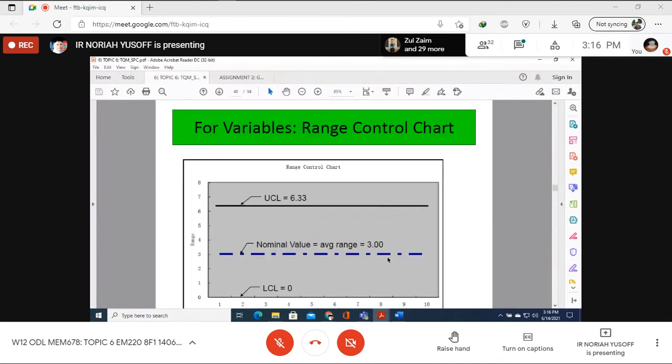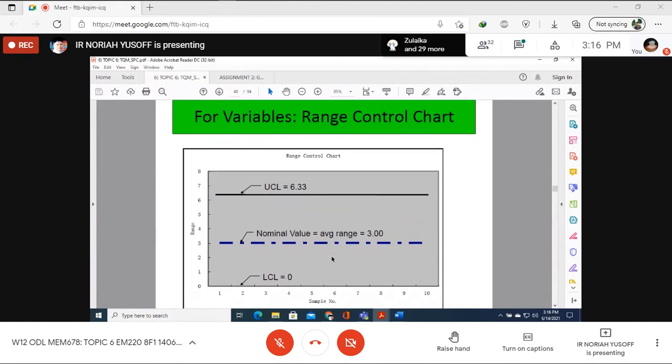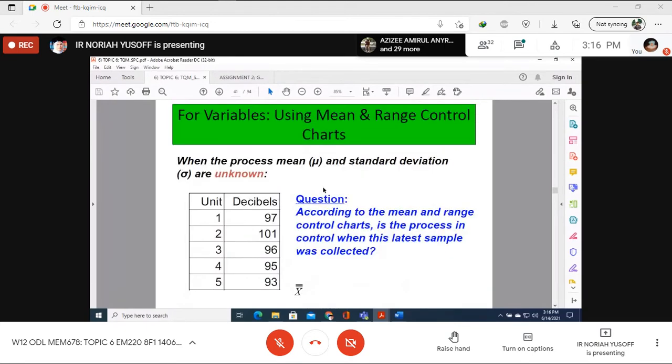Okay. So for R chart value, the nominal average value is 3. So for any negative value, you just letak 0 saja. Okay, faham ni, bila you nak plot R bar or R chart, any negative value that you have obtained, you just letak 0. And the upper control limit range is 6.33.